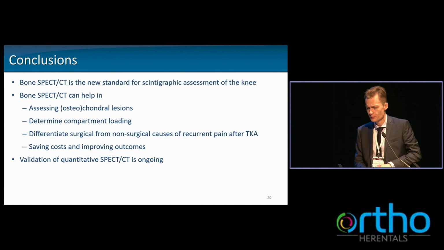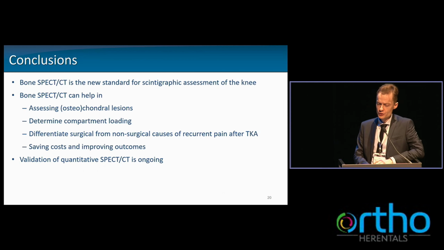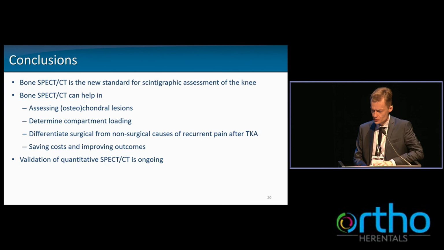So to conclude, bone SPECT-CT is definitely the new standard for the scintigraphic assessment of the knee. So if you do bone scintigraphy for a knee, demand that a SPECT-CT is done. It can help you to assess osteochondral lesions, to determine compartment loading, to differentiate surgical from non-surgical causes of recurrent pain, and it may save us all costs and improve outcome of your patient. And the validation of these semi-quantitative and quantitative assessments is currently ongoing.